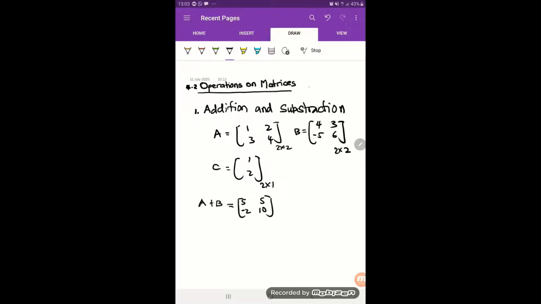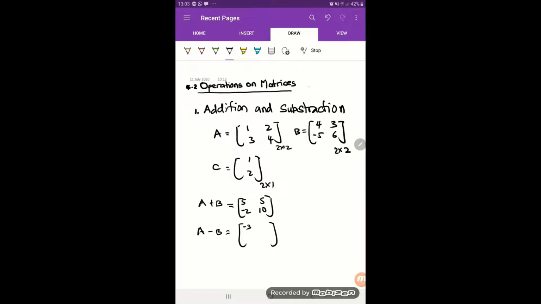How to do the subtraction process, A minus B? Since matrix A is in order 2 times 2 and matrix B is in order 2 times 2, the matrices have the same orders. That means matrix A minus matrix B is defined. So how to do the process? Matrix A minus matrix B. The element of matrix A, A11, minus the element of matrix B, A11. That means 1 minus 4, the answer is negative 3.